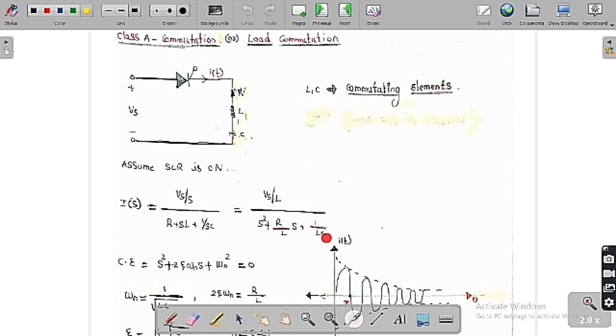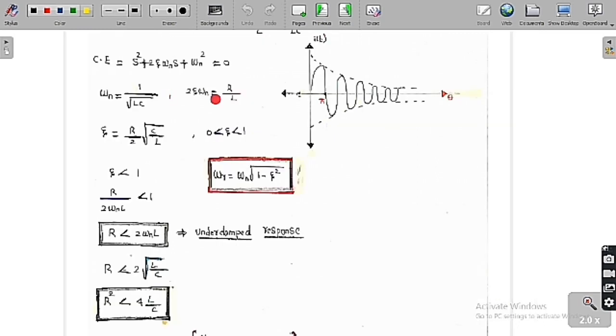This is called the characteristic equation. The denominator part is called the characteristic equation, and the standard form is s squared plus 2 zeta omega n s plus omega n squared. Now we compare the standard equation to this equation. Finally we get omega n squared equal to 1/LC, therefore omega n is equal to 1 over the square root of LC, and 2 zeta omega n is equal to R/L.